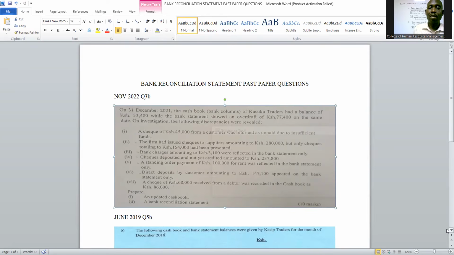On investigation, the following discrepancies were revealed. We have the statements, and then we are asked to prepare an updated cash book. Remember, when we are creating the cash book, we are looking for two things: those items that are in the bank statement but not in the cash book, and also any error in the cash book. That is what we correct. Unpresented and uncredited checks, we use in preparing the second statement, which is the bank reconciliation statement.